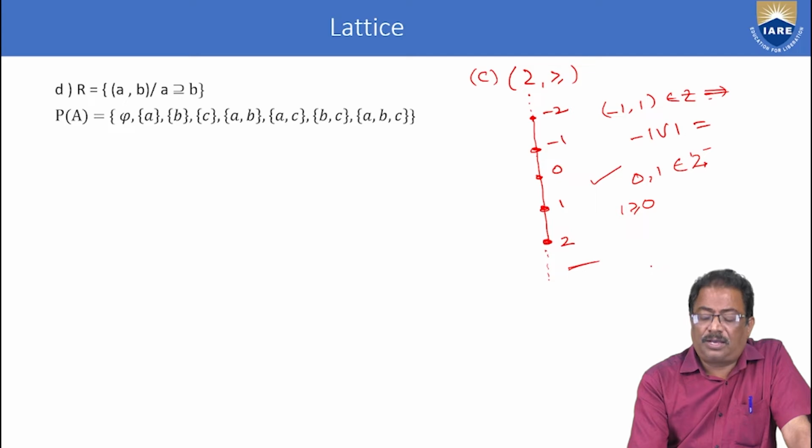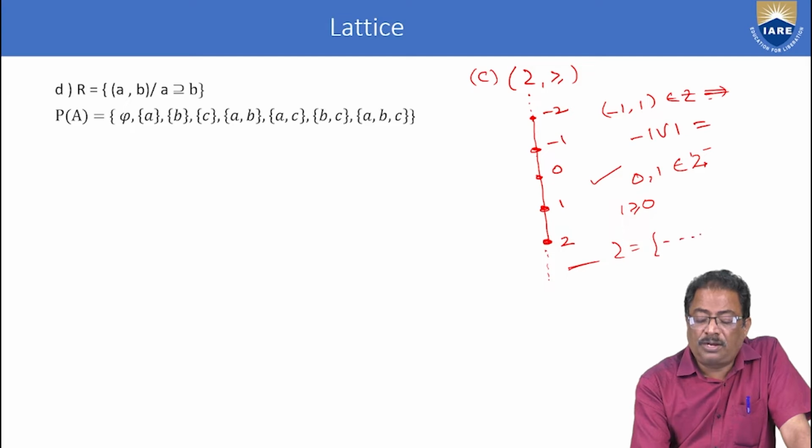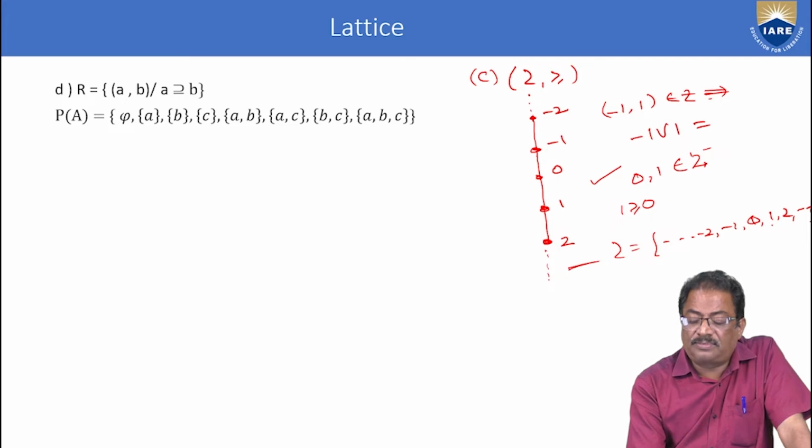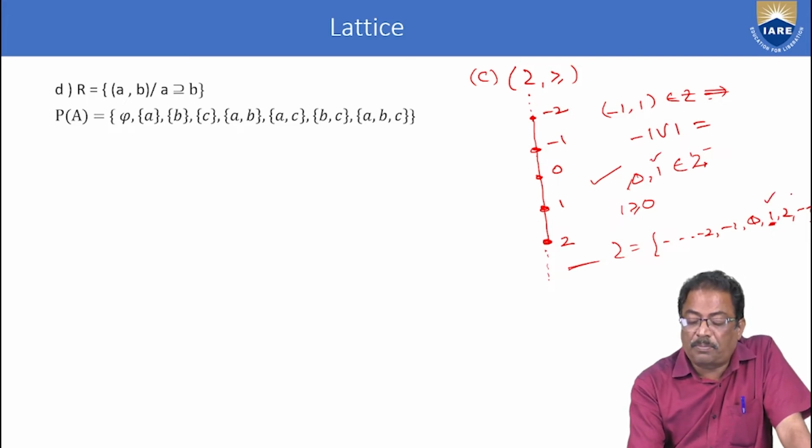So what are the elements? The elements are nothing but what Z consists of: and so on, minus 2, minus 1, 0, 1, 2 and so on. Now you observe this. 1 is greater than or equal to this one. So the least upper bound is 1.